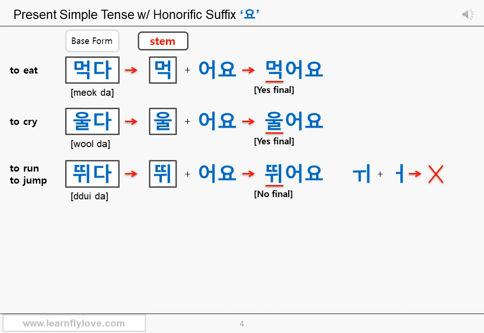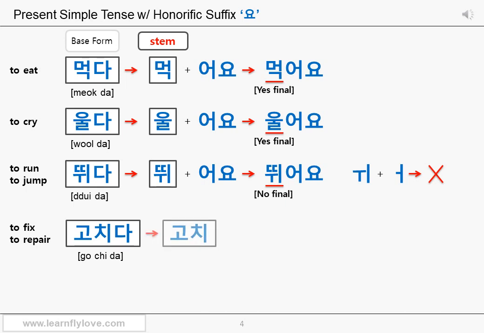You can combine two vowels only if the combination of two vowels can form one of the legitimate compound vowels. Sounds good? Great. Next, 고치다. 고치다, which means to fix or to repair. What is the stem? It's a two-letter stem, right?